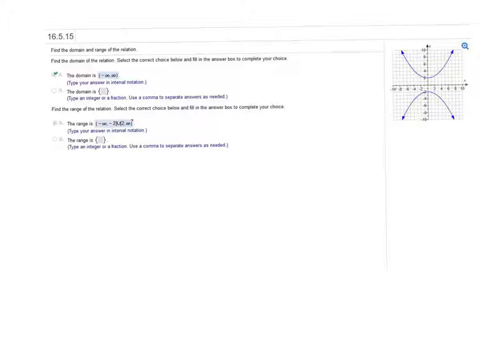This is a question from my Math Lab homework in section 16.5, problem number 8. It's a question about domain and range. And first we'll take up the topic of domain.